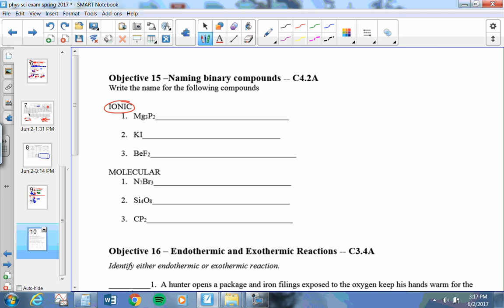Mg3. I don't say tri. It's simply magnesium, and phosphorus becomes phosphide. No prefixes, because there's only one way they can go together based on their charges. K is potassium. I is iodine, so that is on the nonmetal ide side, so it becomes iodide. B is beryllium. F is fluorine, so it'll become fluoride. Just that simple. No prefixes on ionic.